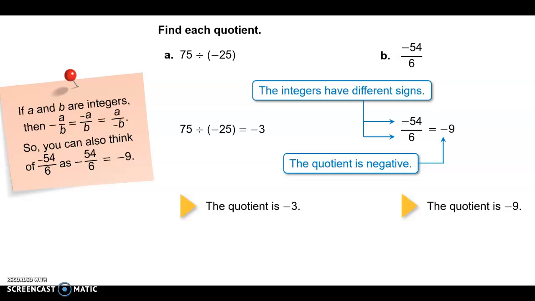If a and b are integers, then negative a divided by b equals negative a over b, which equals a over negative b. So you can also think of negative 54 divided by 6 as the same as 54 divided by 6 with the negative sign in front, which equals negative 9.